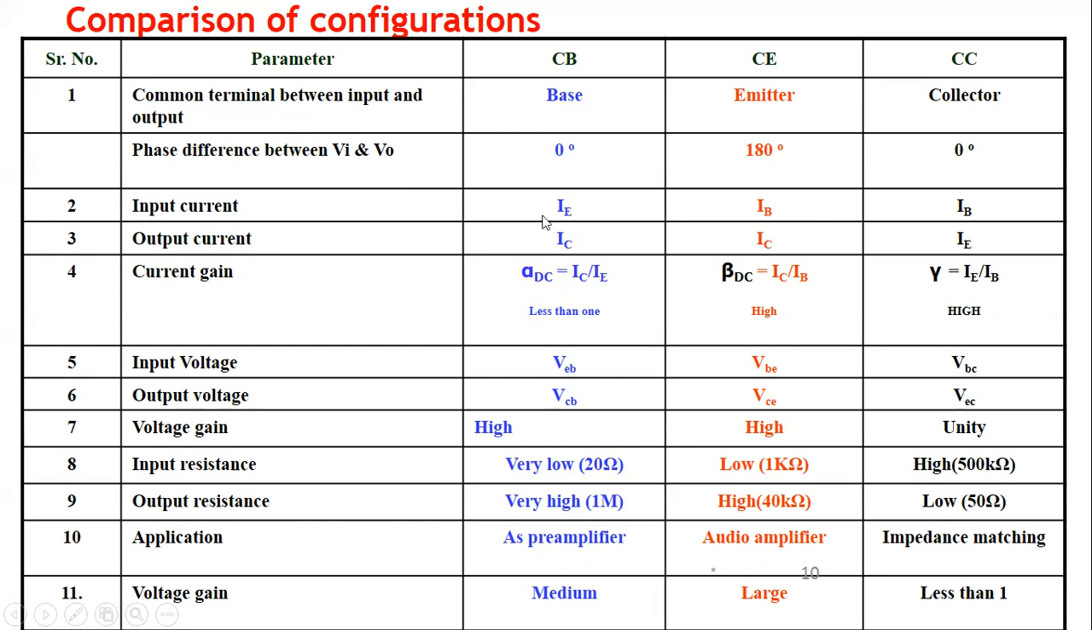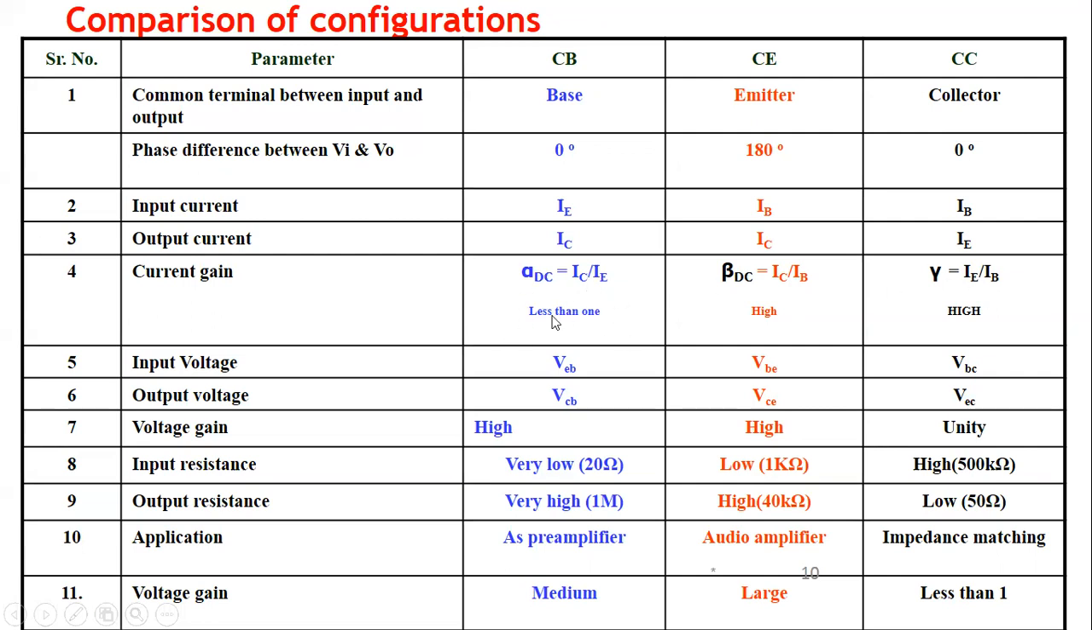And current gain in the case of the common base configuration is alpha DC, right? Then for common emitter, it is going to be beta DC, which will be IC upon IB. While in the case of common collector, it is going to be what? Gamma equals IE upon IB, right? And what are the different values?